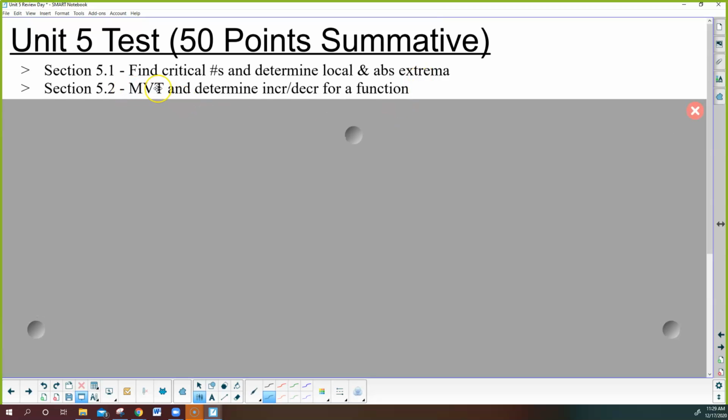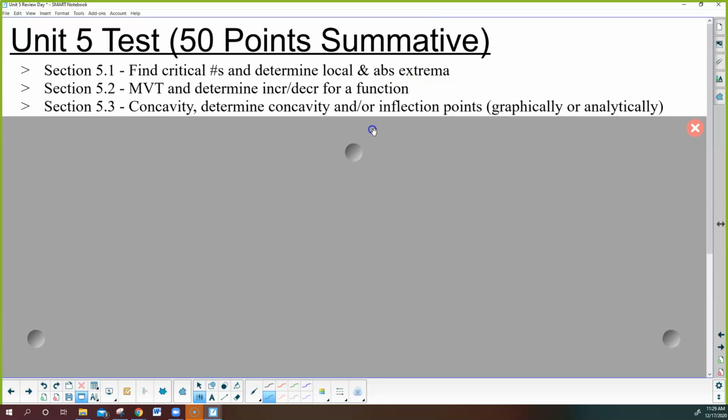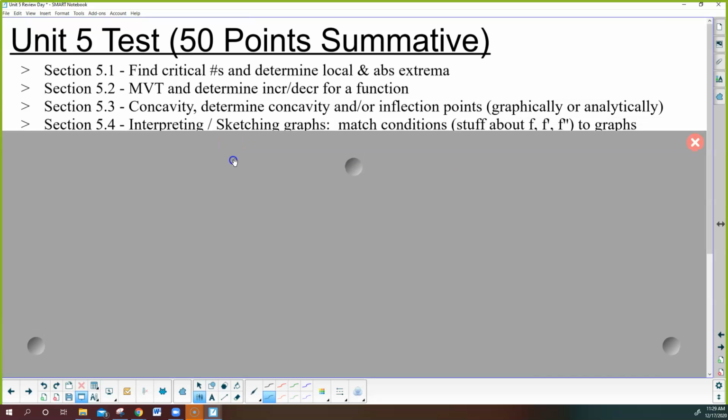Mean value theorem, we just reviewed that briefly. We're going to talk about it again, and then also determining if a function is increasing or decreasing. And we'll review that. Concavity was 5.3. That was determining if something was concave up or concave down. Also determining if inflection points exist, and we can see that on a graph, or algebraically. That's analytically, which means we can do the algebra to find it.